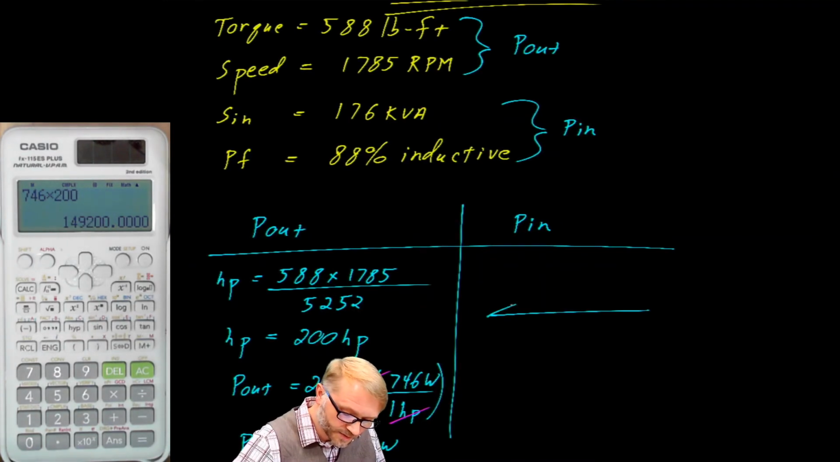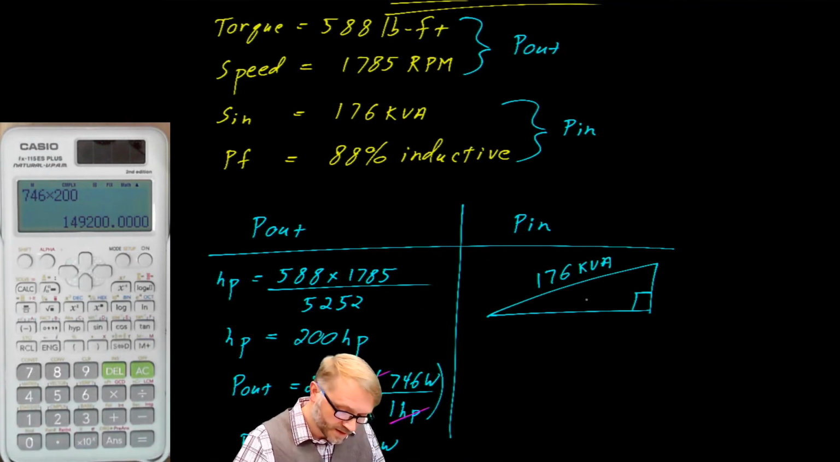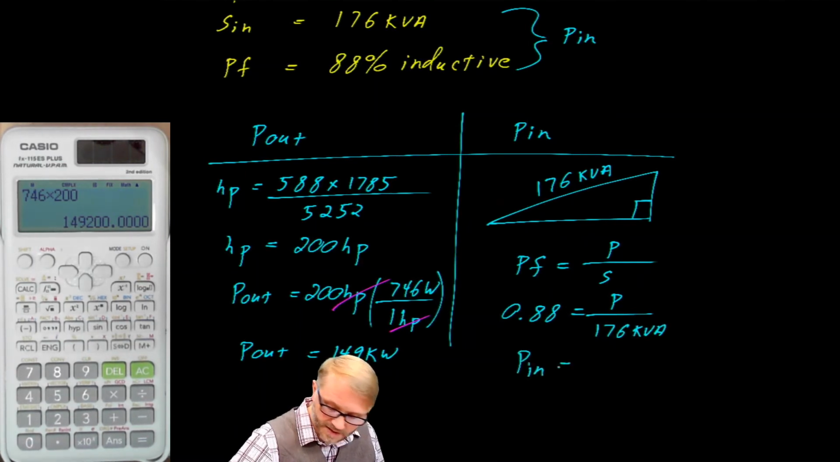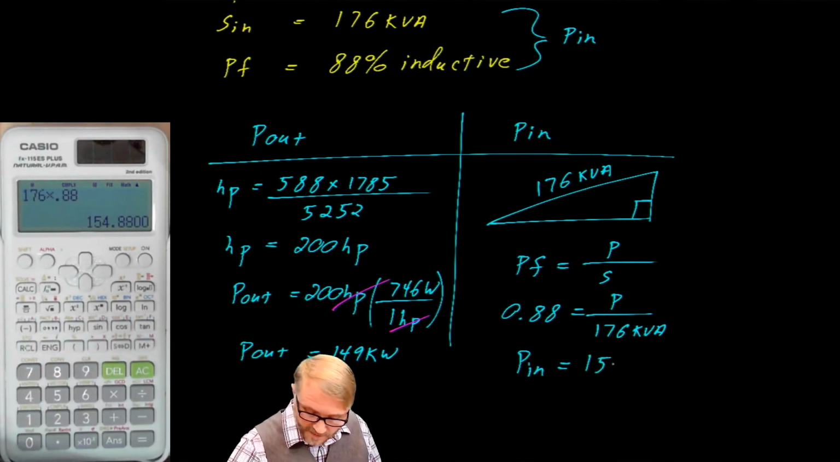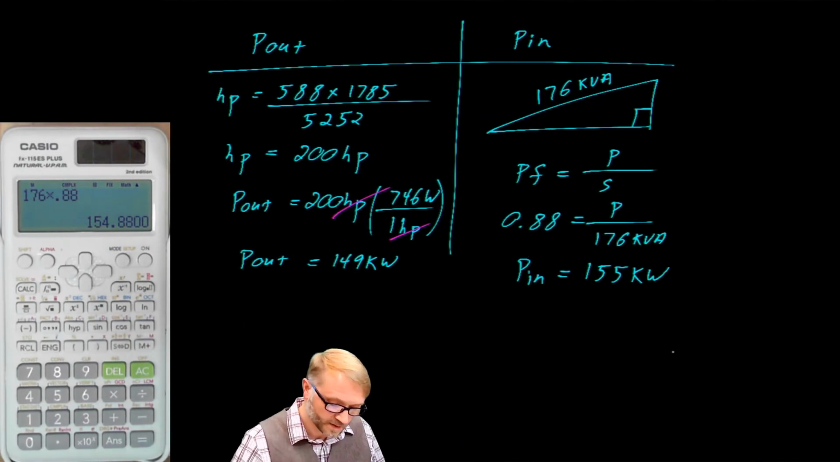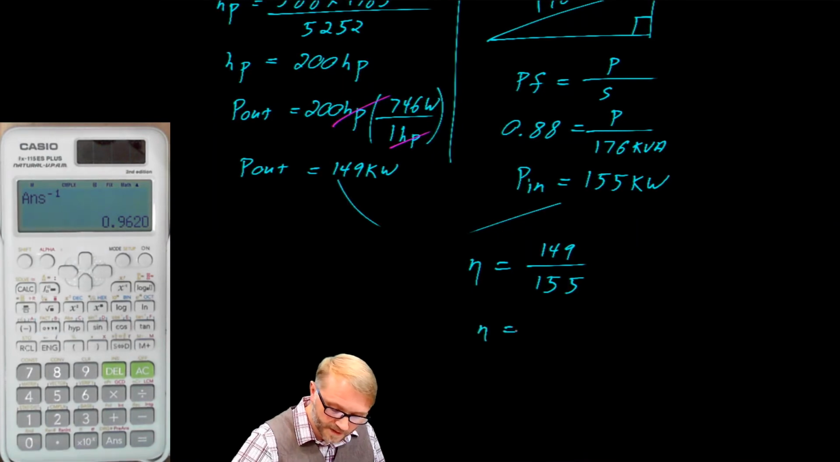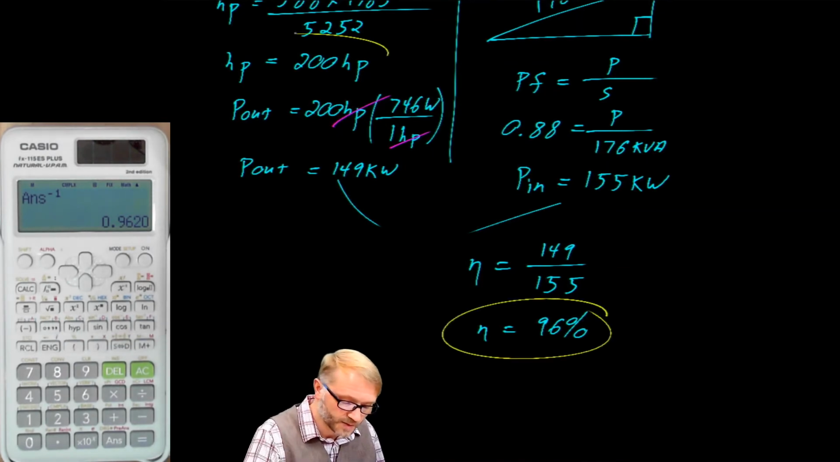On this side, we start with a power triangle, 176 kVA. We know that the power factor is the ratio of real power to apparent power. So 0.88 is equal to P over 176 kVA. So power in is equal to 155 kW. Put those two together. The efficiency is equal to 149 over 155, or simply 96%, which isn't bad for this large 200 horsepower motor.